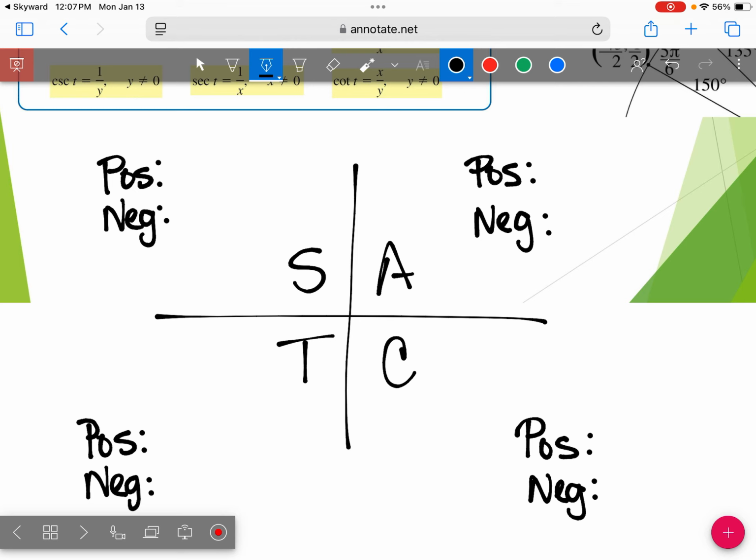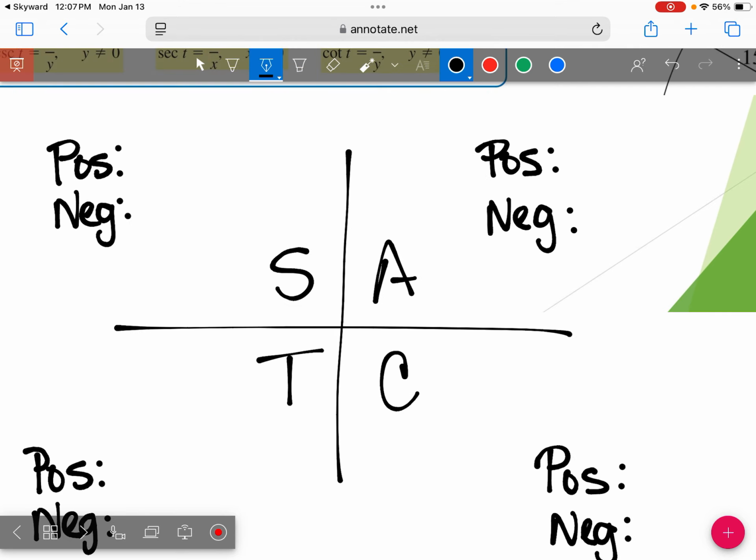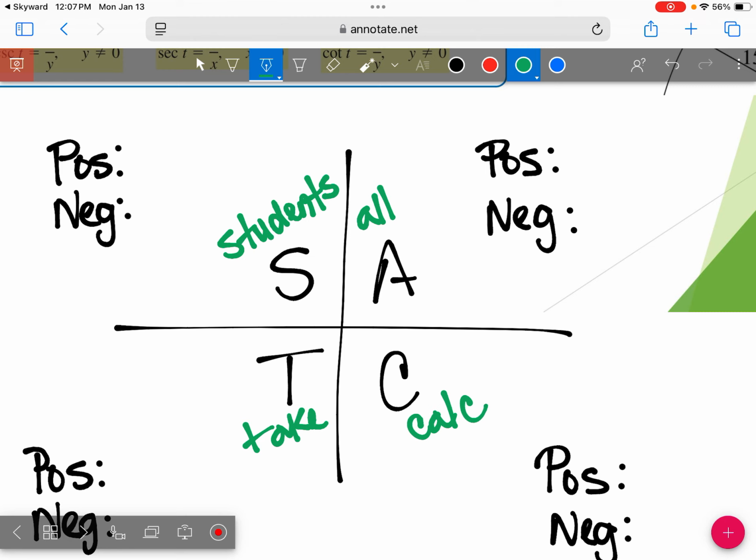So if you remember the phrase, all students take calc, that can help you remember what is positive. Okay, so what this means is that in quadrant 1, everything is positive. All is positive. The A stands for all. So positive, all. Negative, nothing.